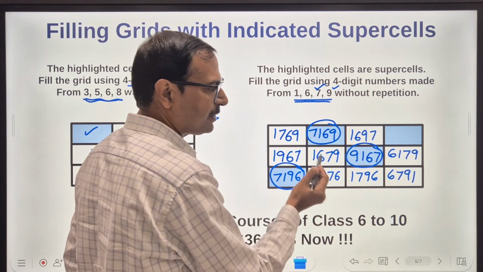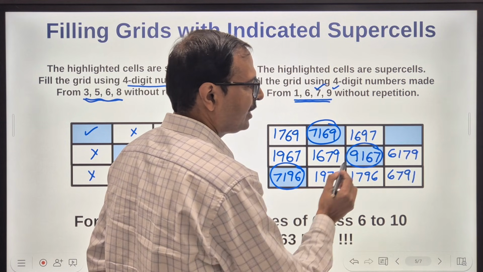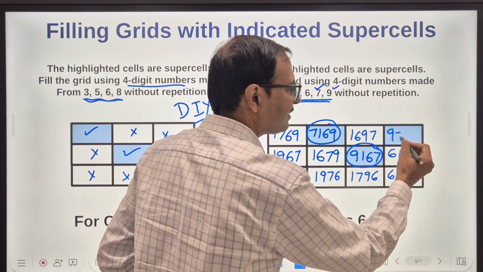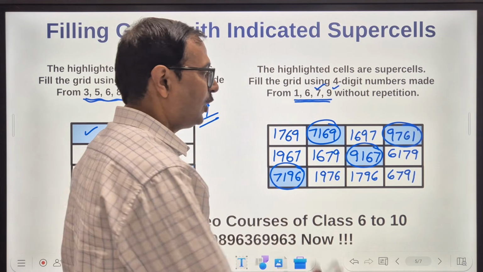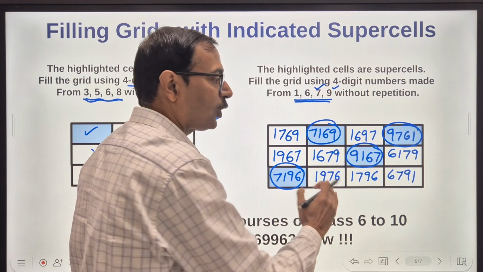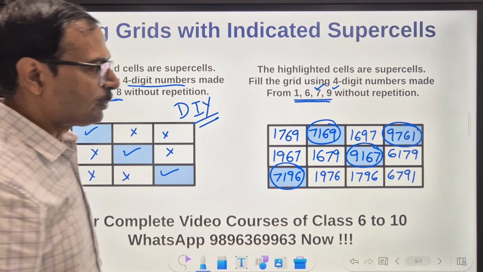Because all the 4 neighbors are smaller. And finally this one has to be a supercell. So beginning with 9 again, 9761. Now does this become a supercell? Now you can check. All the non-shaded ones are non-supercells and all the shaded ones become supercells.